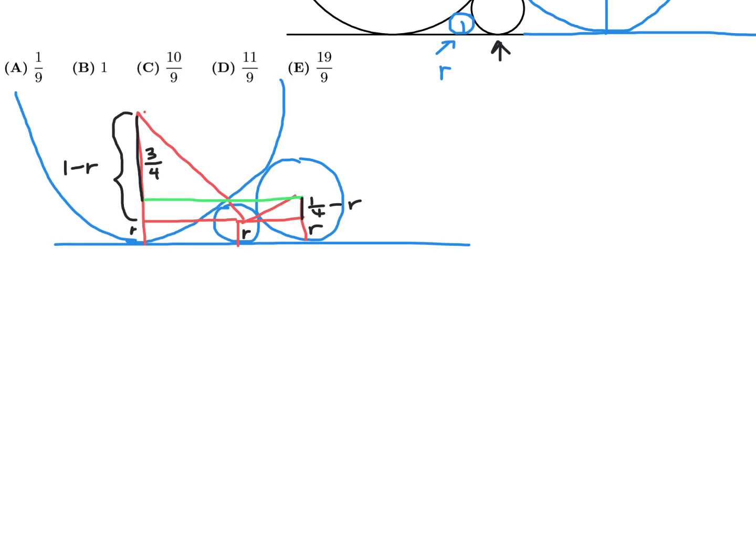Anything else I can label? Well, I think that's all I know. So I'm just going to call from there to there a and from there to there b. And then let's see what we get. With Pythagoras, looking at this triangle right here, I should actually label it. So b squared plus (1/4 minus r) squared is equal to the hypotenuse squared. The hypotenuse would basically be r plus a quarter.